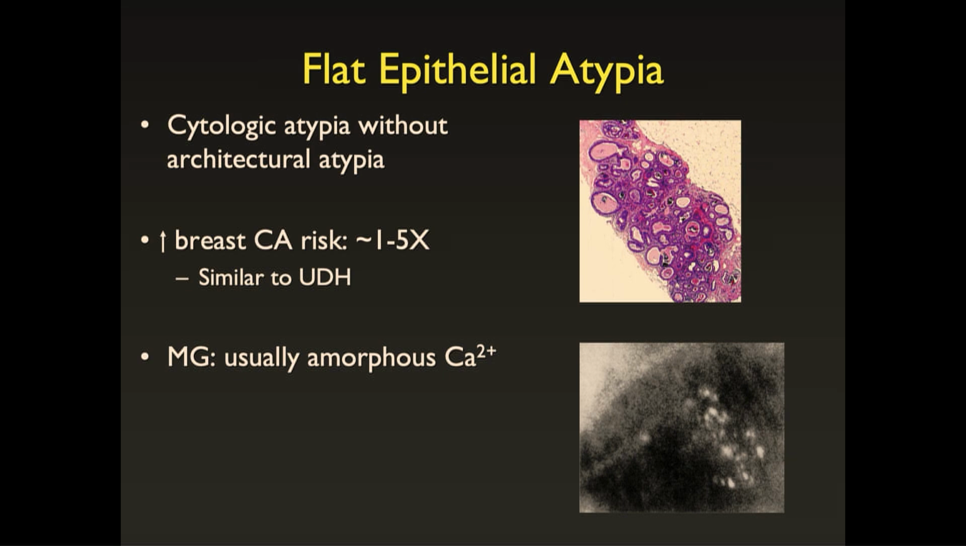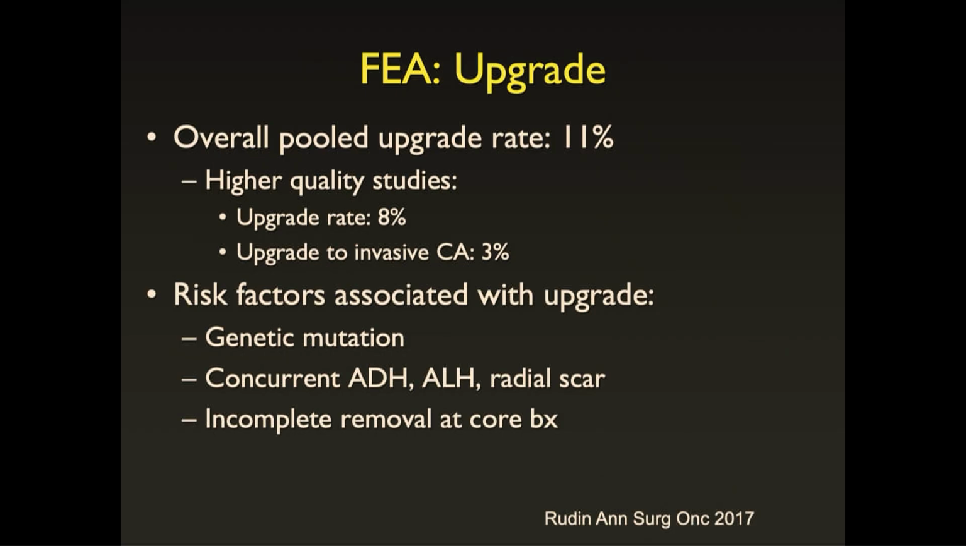Flat epithelial atypia has been called various names in the past. You might have heard it as being called clinging carcinoma in situ or columnar cell change with atypia. That is all the same entity as FEA. And again, just like with ADH, no specific imaging feature. A lot of times we'll get it when we're biopsying calcifications. The overall rate of upgrade for FEA is around 10-11%. Women who have other risk factors tend to be more likely to have upgrade.